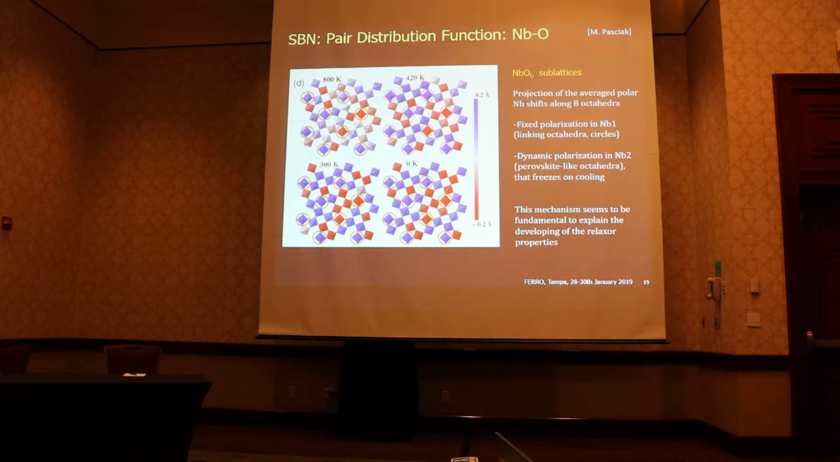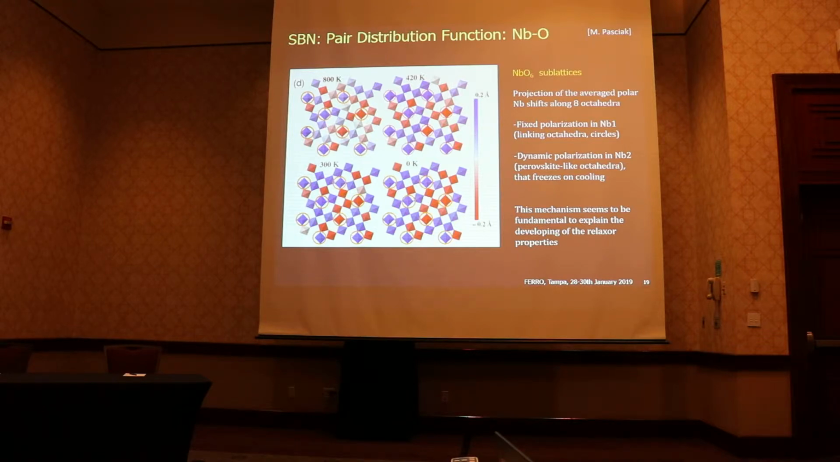Here I average 8 cells, 8 octahedra, and some of these octahedra, the special ones, are fixed at all temperatures. So you see here that darker blue and darker red are the maximum deviations of the polarization, of the shift, and they are there even at high temperatures. So these atoms are all the time shifted, so it's a kind of built-in polarization in the structure.